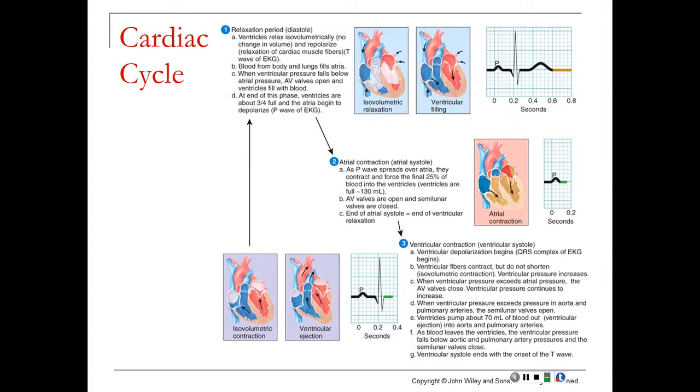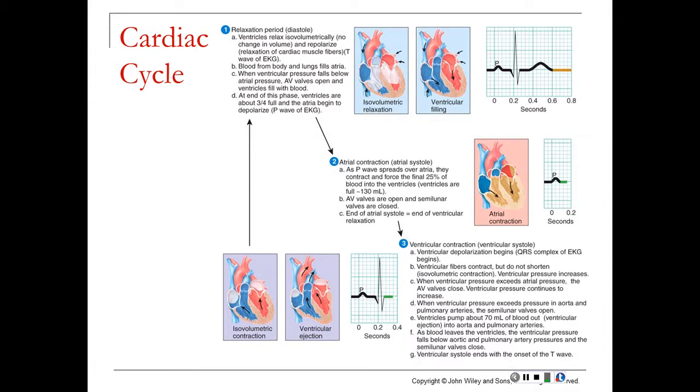When the ventricular pressure falls below the atrial pressure, that's when those AV valves open. Again, that's a passive process. The AV valves just open on their own after the pressure gradient changes. At the end of that phase, the ventricles are about 3/4 of the way full, and then the atria begin to depolarize. That's that squeezing of the sponge, so to speak. Those atria are going to squeeze the blood down into the ventricles, and that's where we get our P wave on our EKG. As that P wave spreads over the atria, they're going to contract and fill, kind of top off those ventricles with the final 25% of the blood needed.